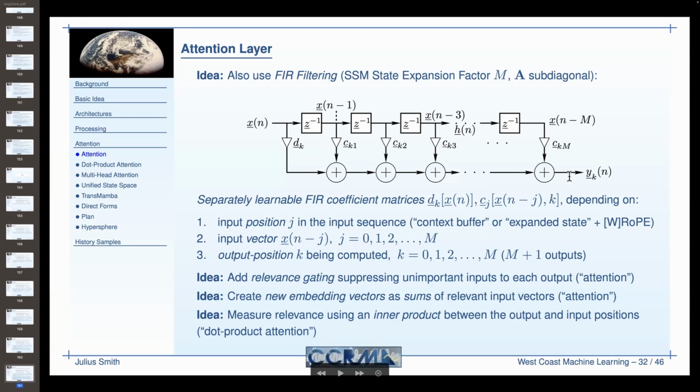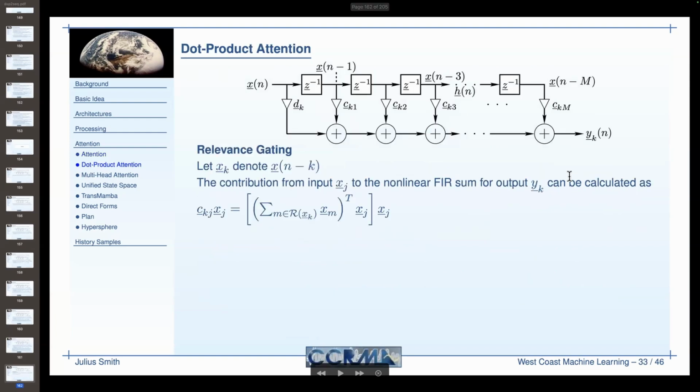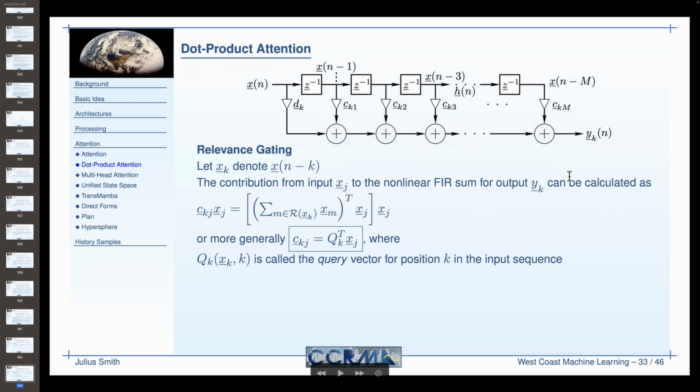It's a start, right? So we're going to measure the relevance the same way we retrieve from the associative memory, which is by means of an inner product between the output and the input position. So that's our dot product attention. And so we need our relevance gating. So that means we're going to multiply the input by a learned vector. And so we can actually say what we're looking for. So we're getting to the query. So we're getting the query vector, and you can say that the query vector could be thought of as a sum of all of the tokens that we care about.